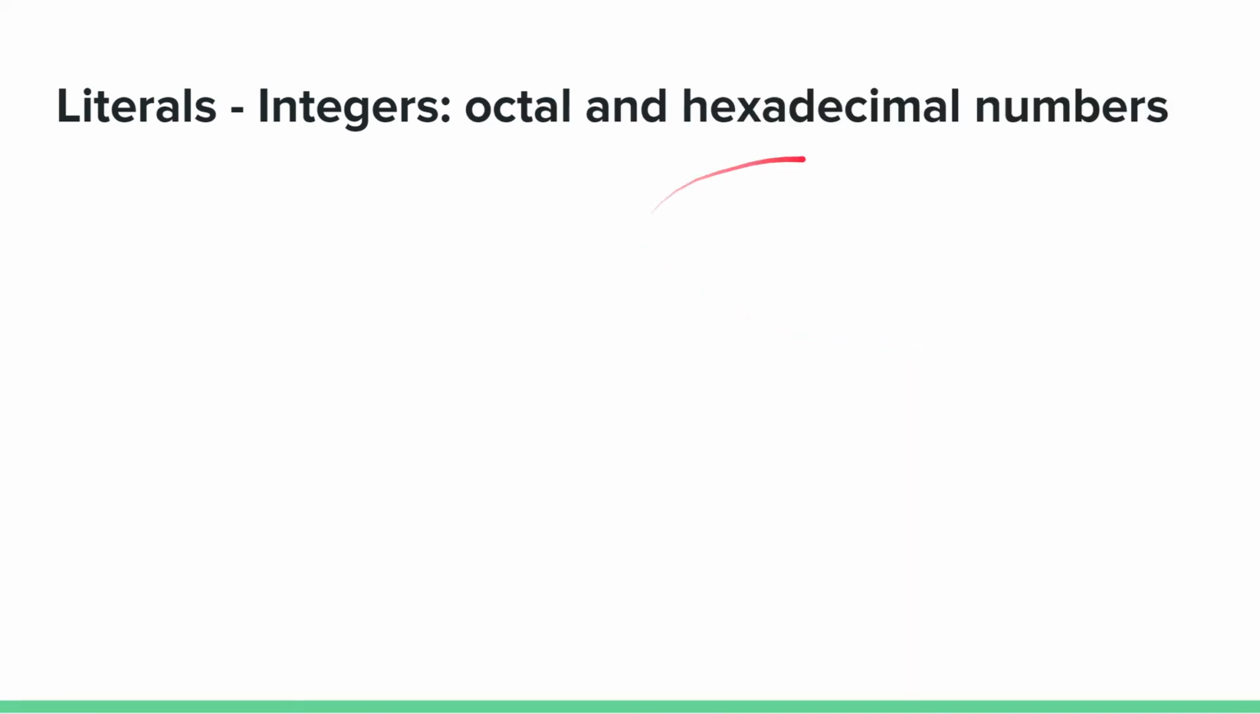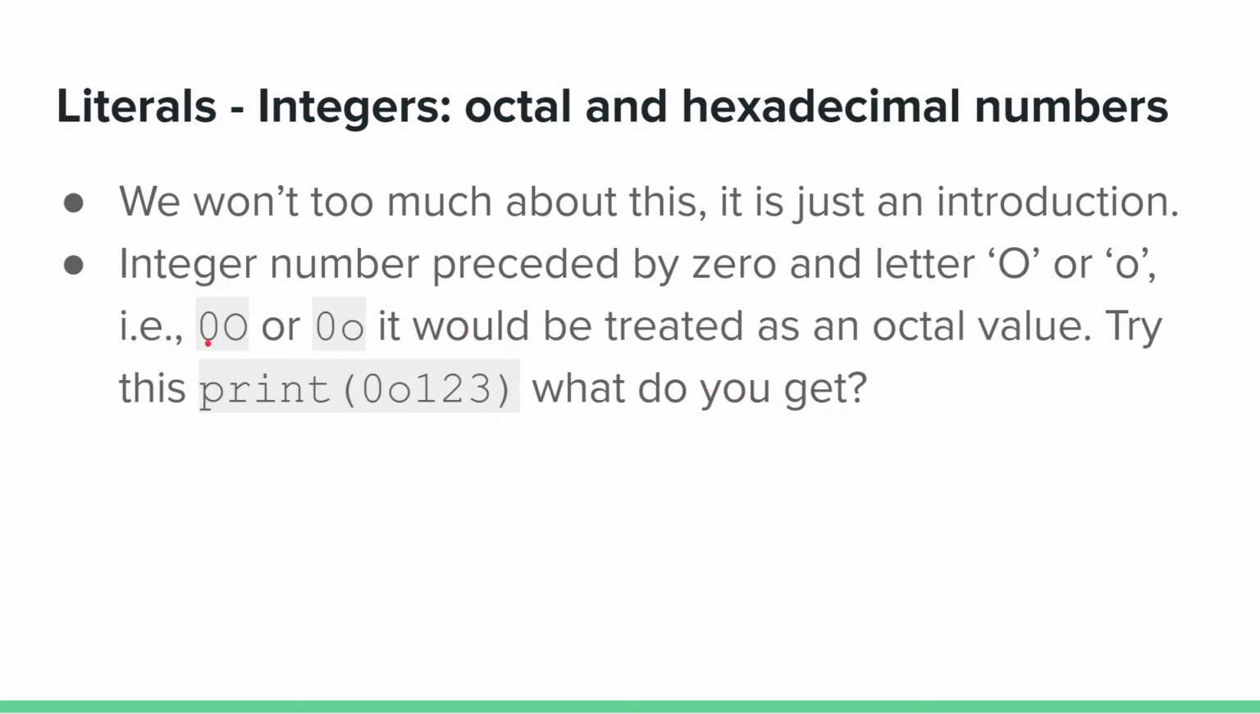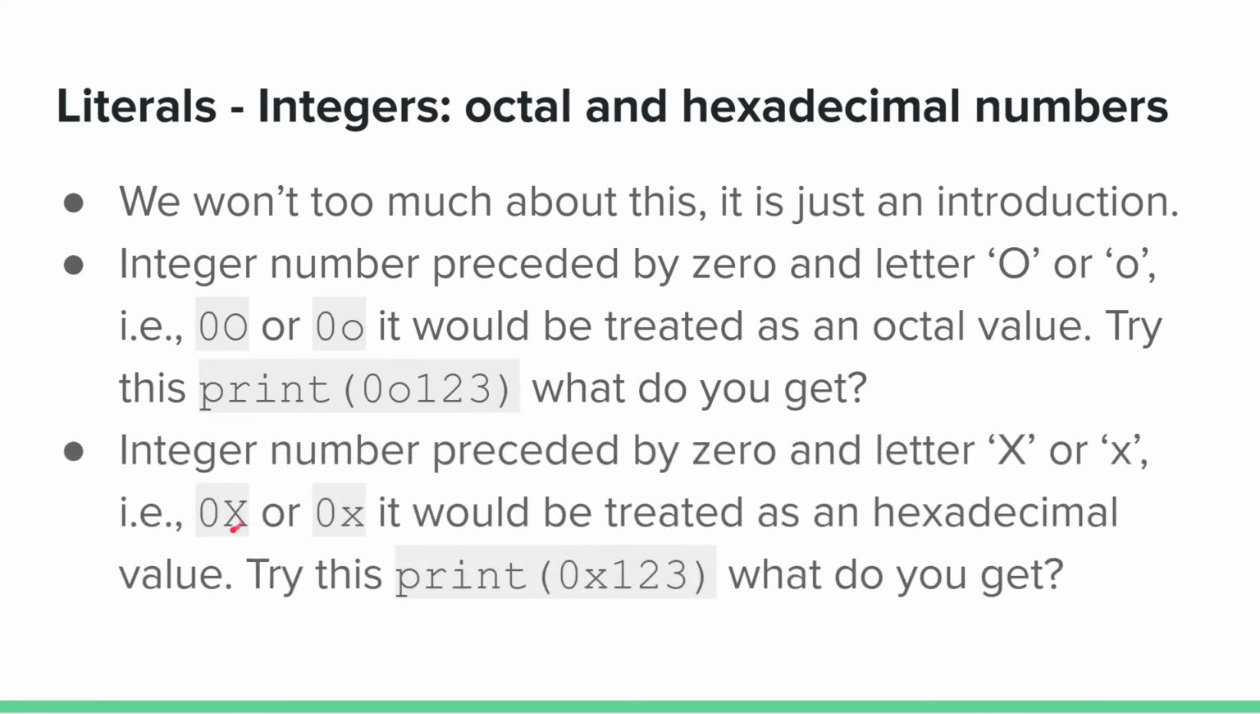All right, we have the octal and the hexadecimal numbers, although we'll not be talking too much about that. But wherever you see a 0 and a letter O, either uppercase or lowercase, that is an octal number. Then when you have 0 and letter X, either lowercase x or uppercase X, that's a hexadecimal number.